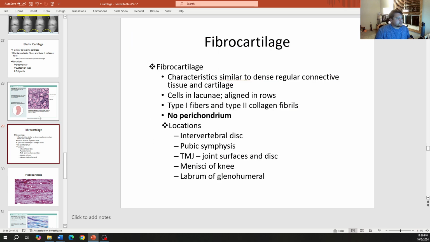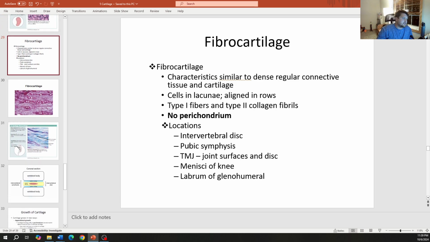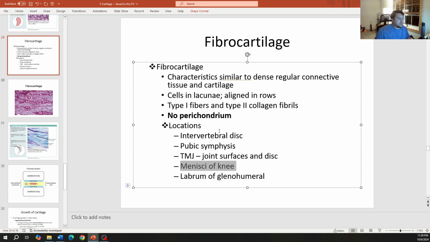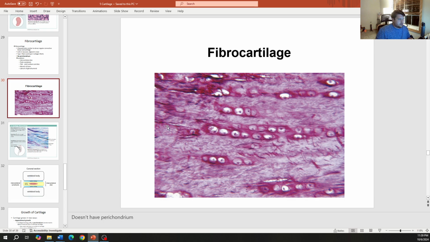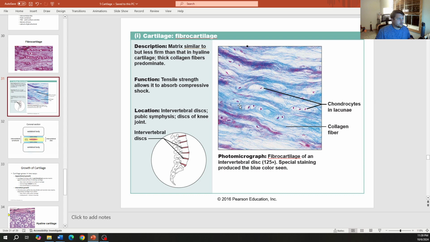These are the fibrocartilage located in the IVDs, the pubic symphysis, the TMJ, the menisci of the knee, the labrum of the glenohumeral joint, all these kind of places. And again, like I said, the menisci of the knee is fibrocartilage, no perichondrium. There's no chance, really, of the meniscus being able to heal itself because it's not going to get the nutrients, not going to get the blood flow that it really needs. See these nice little neat rows of cells? That is our fibrocartilage. More nice little neat rows of the fibrocartilage.